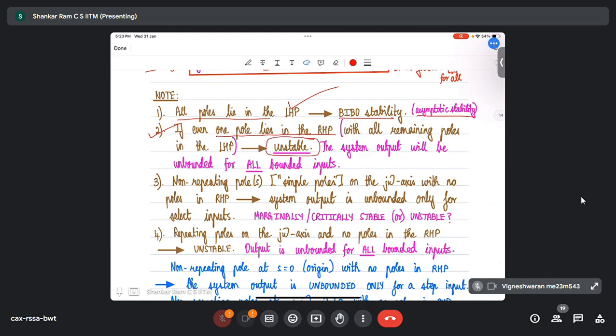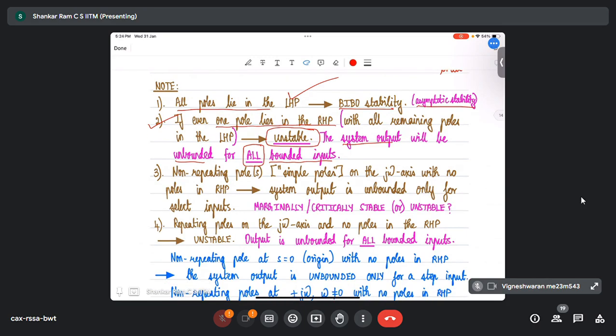And the main point, the point which I want to drive home, is the fact that even if I have one pole in the right half plane, the system is unstable and the system output is unbounded for all bounded inputs. The keyword here is all. You give me any bounded input, and if I have one pole in the right half plane, the system output will blow off to infinity. That's why it's unstable.